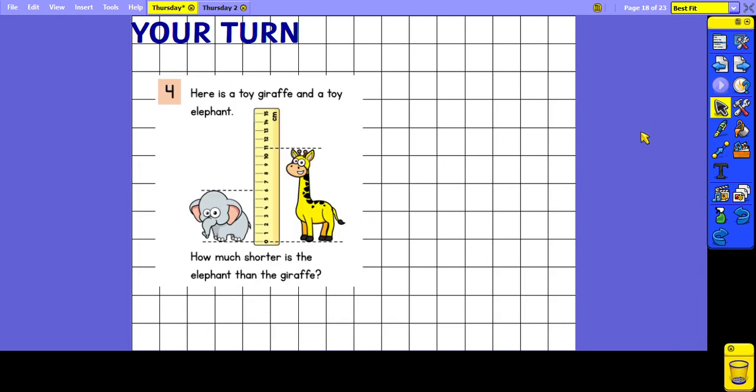Okay, the last question now says, here is a toy giraffe and a toy elephant. How much shorter is the elephant than the giraffe? Once again here, you're finding the difference. You're trying to work out what this length is here. So think about how we answered the last question. Have a go, and then we can go through the answers together. So pause the video now and have a try.